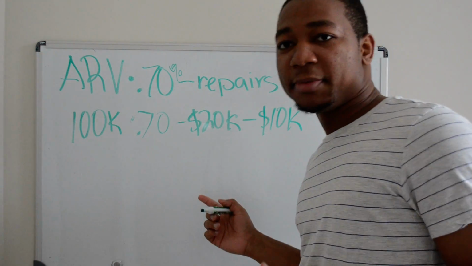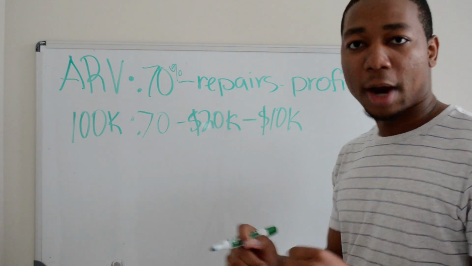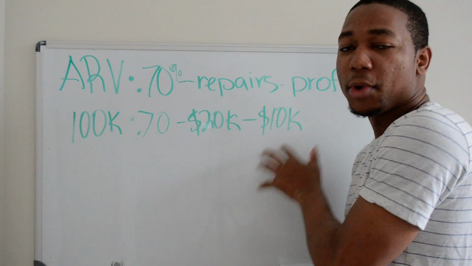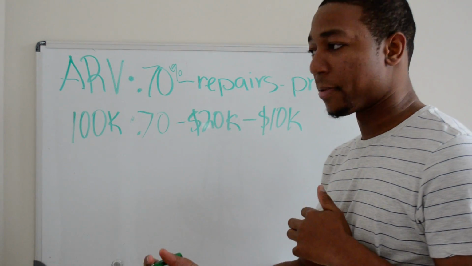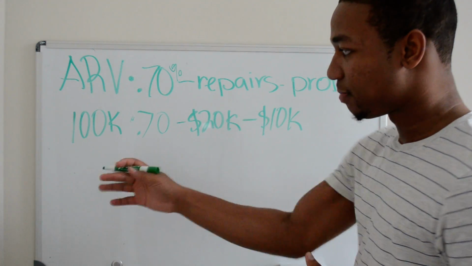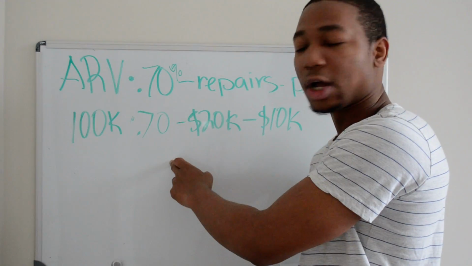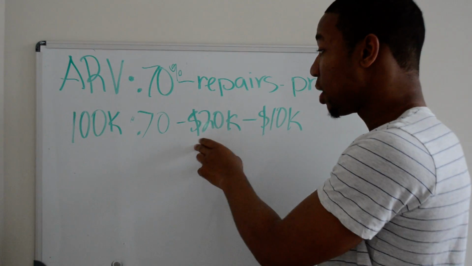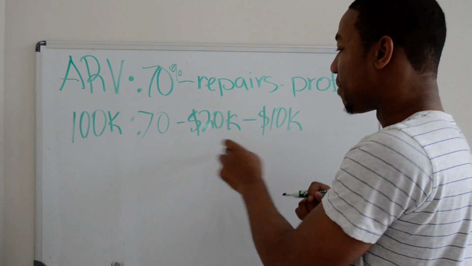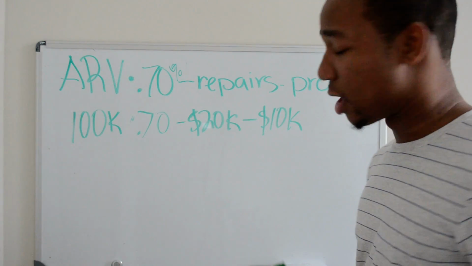So this formula pretty much tells us what the max offer we can make on the property is for it to be a good deal. So this is going to show us the max offer that we can pay for a property. That way we're making $10,000 and it's a great deal. So let's break down the formula. $100,000 times 70% is $70,000. $70,000 minus $20,000 in repairs, that's $50,000. $50,000 minus $10,000 in your profit that you want to make, that's $40,000.